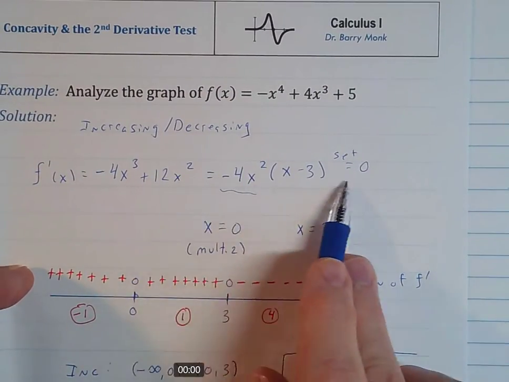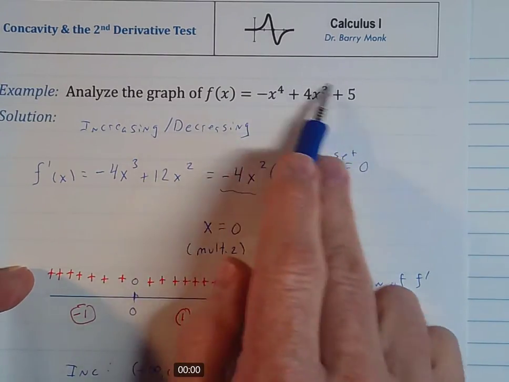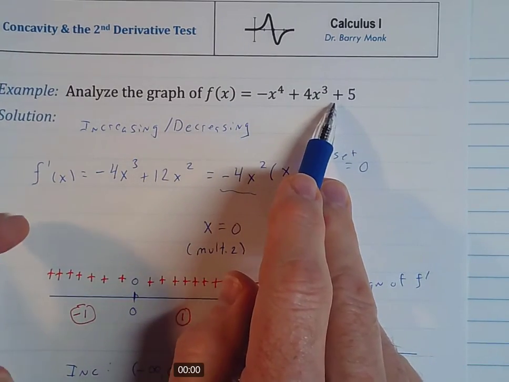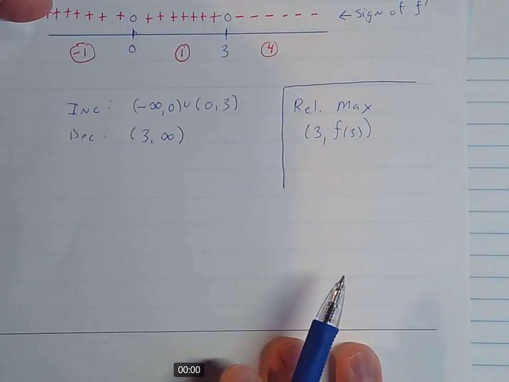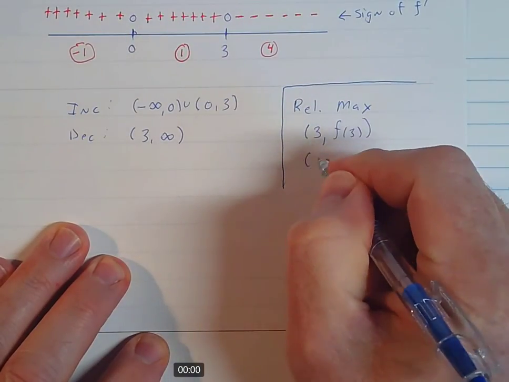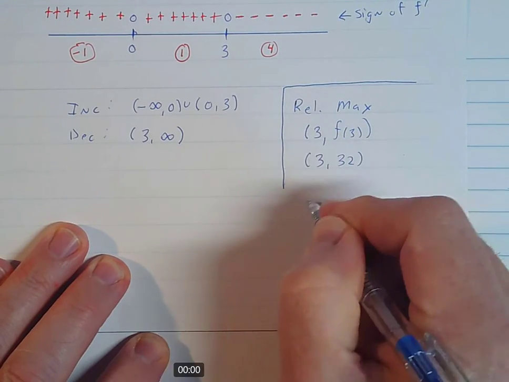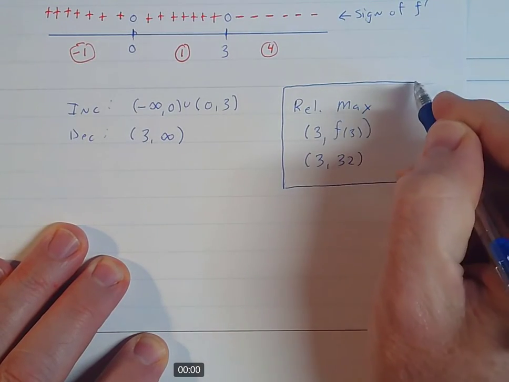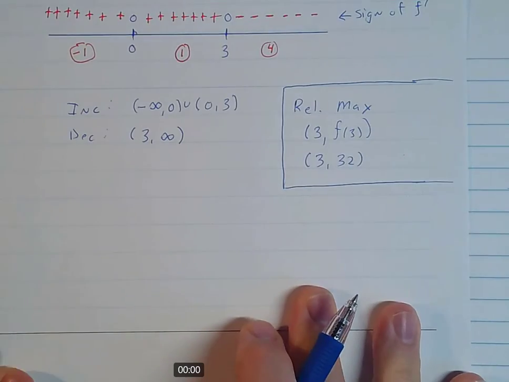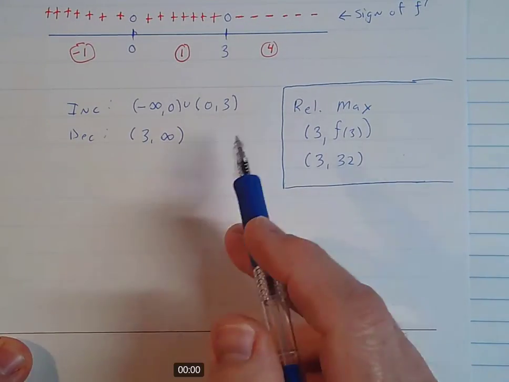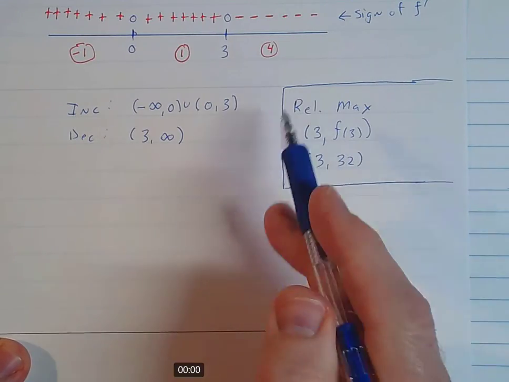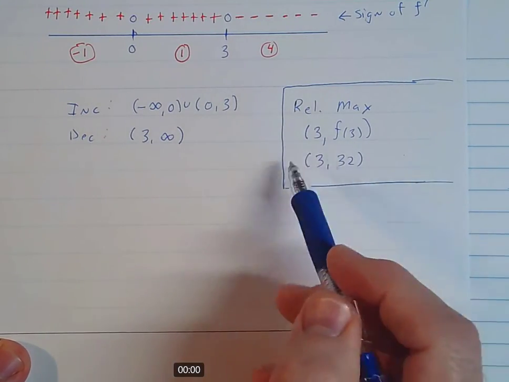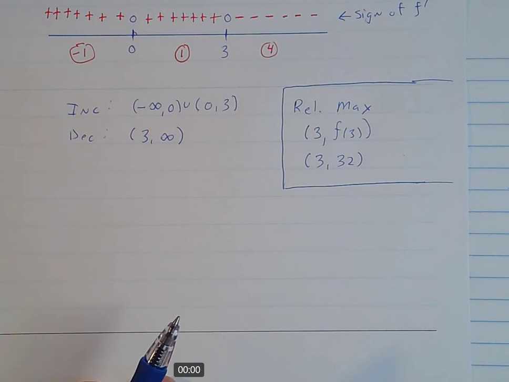So I would stick 3 into this function up here, and it turns out that's going to give me 32. All right, you can just throw that straight into the calculator. We end up with the point (3, 32). All right, so we know some stuff here. We know where this function's increasing. We know where it's decreasing. We know that it's got a relative maximum, and we know what that point is. Okay, well, let's see what else we can do.